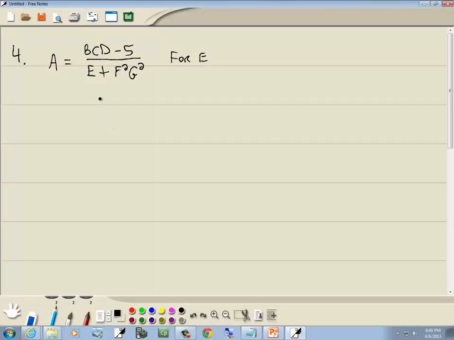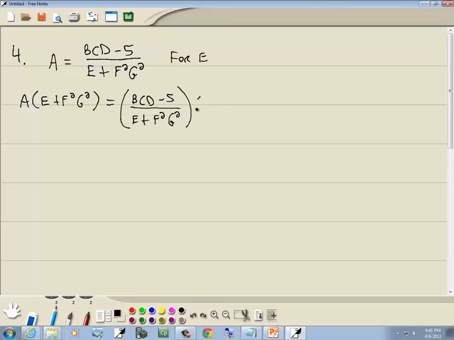Okay. First step, get rid of parentheses. Don't have any. Second step, get rid of fractions. Multiply everything by the LCM of all your denominators. I only have one fraction, I only have one denominator. So e plus f squared g squared is my LCM. And that's what I multiply both sides by. So multiply it by the a. And we'll also multiply times the fraction. When we do that, this e plus f squared g squared cancels with this.